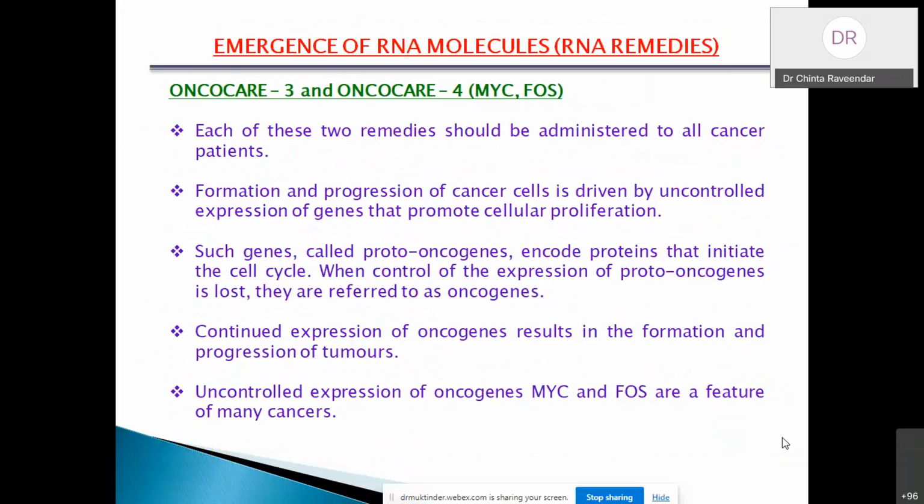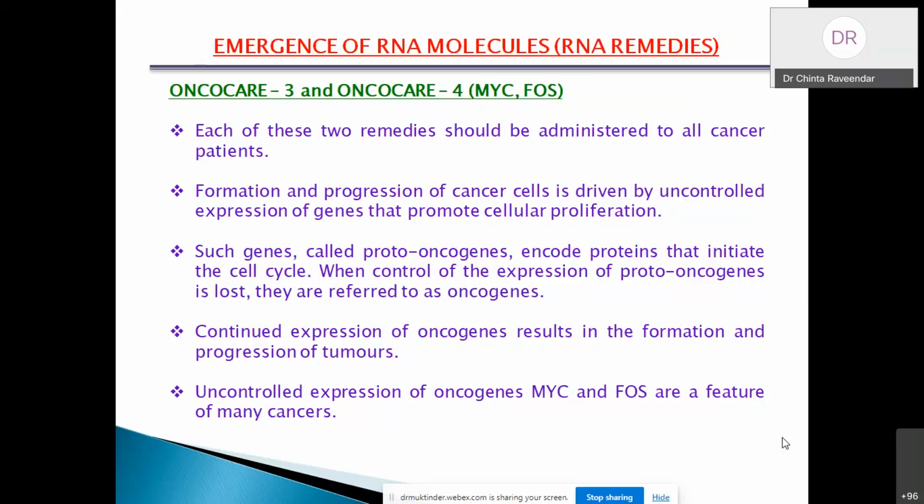Next. Now, the third and fourth molecules. This OncoCare 3, we have named them. Because these two molecules have a similar function, I have clubbed them together. Each of these two remedies should be administered to all cancer patients. Formation and progression of the cancer cells is driven by an uncontrolled expression of the genes that promote cellular proliferation. The cancer increases because of this uncontrolled expression of the cancer genes.